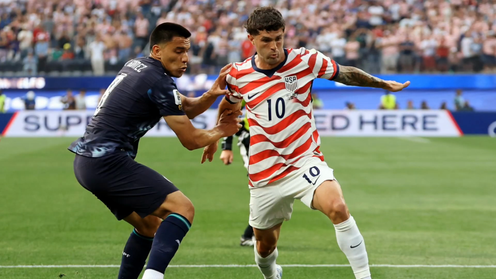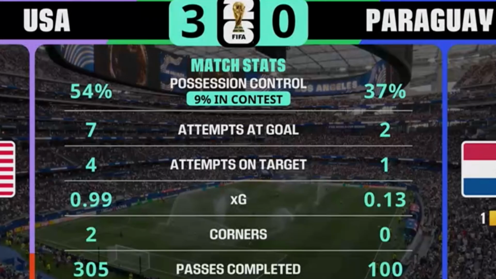Christian Pulisic once again proved why he's the leader of this American team. Even when he wasn't scoring, he was involved in nearly every dangerous attack. His progressive carries, chance creation, and decision-making controlled the game. Analytics often measure key passes, progressive passes, expected assists. And Pulisic excelled in every category. He wasn't just creating chances, he was creating high-quality chances.